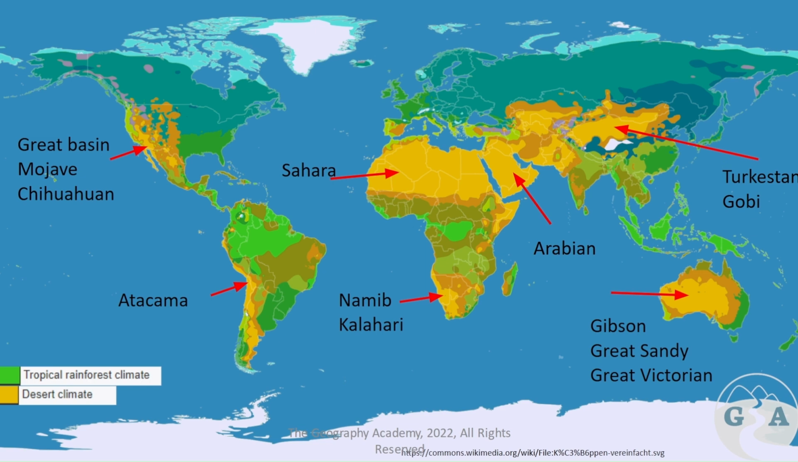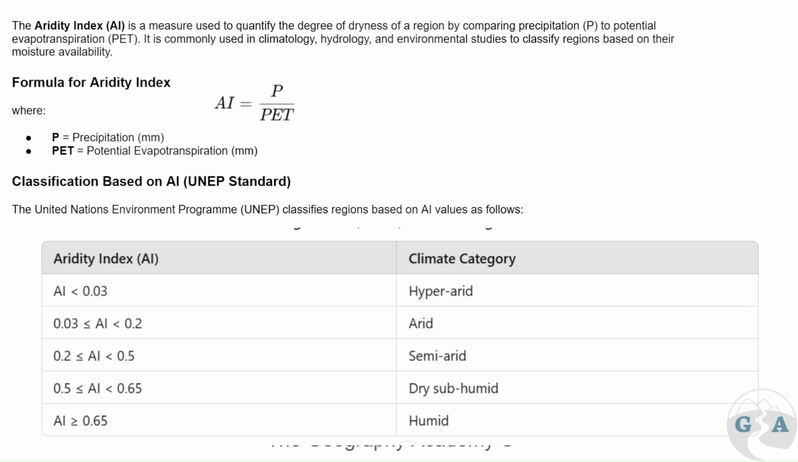Over in the Americas, we would look at the Mojave, maybe the Great Basin, the Atacama down in South America, and then there's the Great Sandy, the Gibson, and Great Victorian over in Australia. The Turkestan and Gobi Desert then will be outside of our spec for this case study.